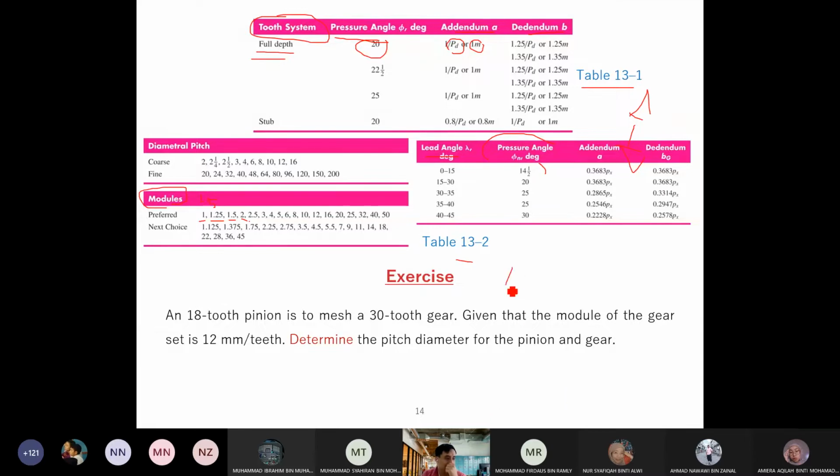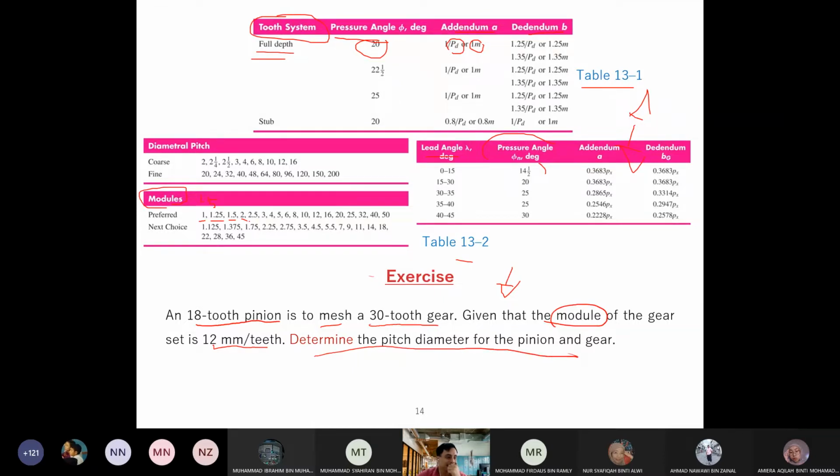Okay, below there is an exercise. Can you do this exercise? Right. It's very straightforward. Okay, look at the question here. An 18 tooth pinion is meshed with a 32 tooth gear. Look at the name, 18 is the small gear, or the smaller number of teeth, and the second is the gear. Given that the module of the gear is set at 12 mm per tooth, meaning every 12 mm of distance you have one tooth. Determine the pitch diameter for the pinion and gear.